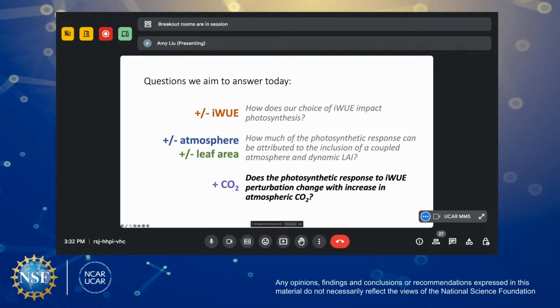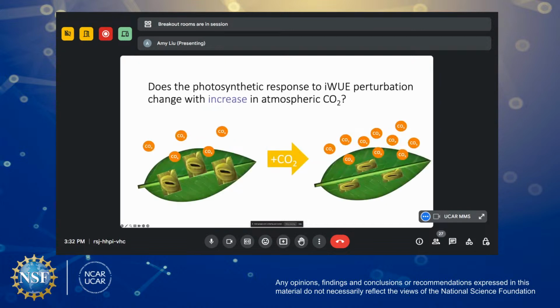So now moving on to the final question we're addressing today. Does the photosynthetic response to intrinsic water use efficiency perturbation change with the increase of atmospheric carbon dioxide? This is essentially the question again, but with a little schematic where we double the amount of carbon dioxide in the air, and then we expect the stomata to close since there's a higher concentration of carbon dioxide. We would expect an increase in intrinsic water use efficiency due to the increase in atmospheric carbon dioxide.